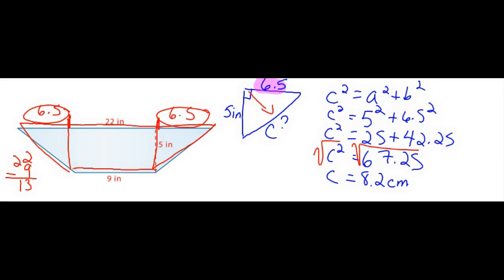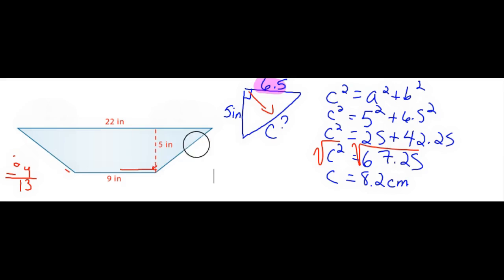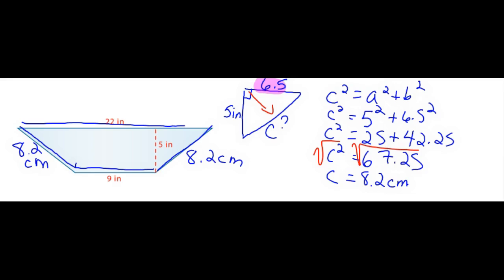Okay. So now I can go ahead and get rid of this whole ink layer here. Now I know that the value of this length right here is 8.2 centimeters, and I can safely say that the length over here is 8.2 centimeters. And now I have the lengths of all the sides. So to finish off, I would simply add those up by saying 22 plus 9 plus 2 times 8.2, and that will give me the perimeter.